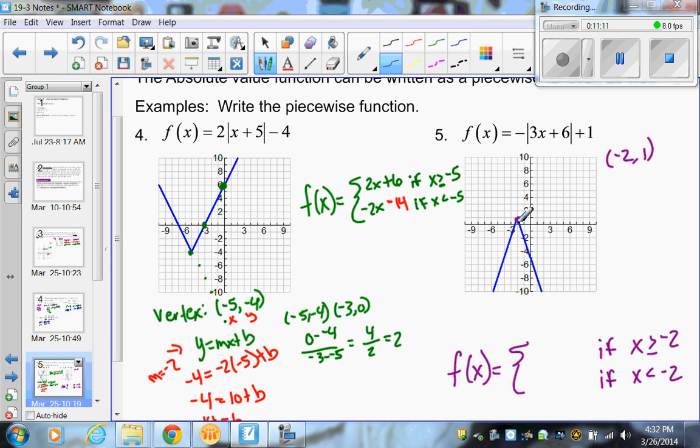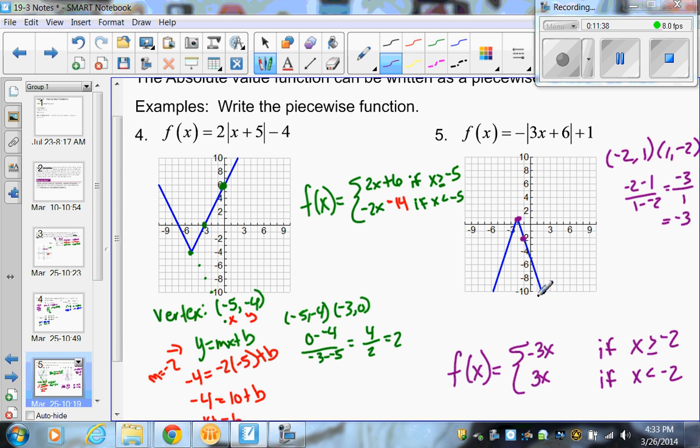So using this point and finding another point on there, which looks like it's right here. I'm going to use the vertex, and it looks like it's at (1, -2). So -2 minus 1 over 1 minus -2 is going to be -3 over 1. So my slope on the right-hand side is -3. If this one's -3x, then the other one has to be a positive 3x.